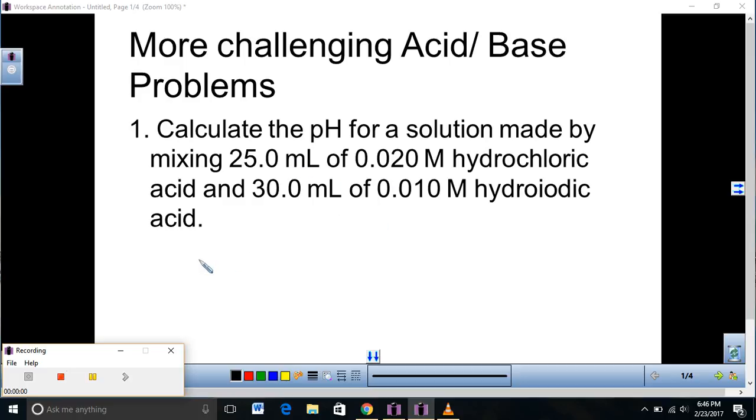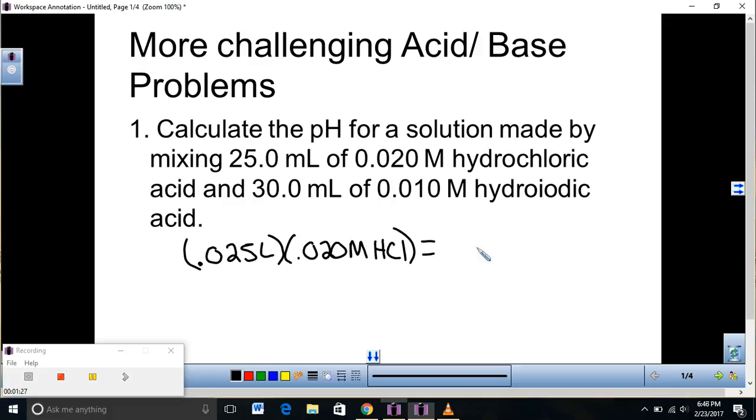So I'm going to convert by multiplying your liters, so 0.025 liters, I'm going to multiply it by the molarity. And this is the hydrochloric acid we're doing first. And that's going to get us a moles of 0.0005. And that's our moles of HCl.